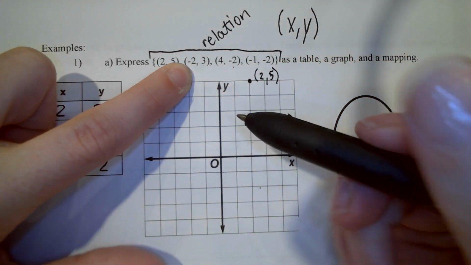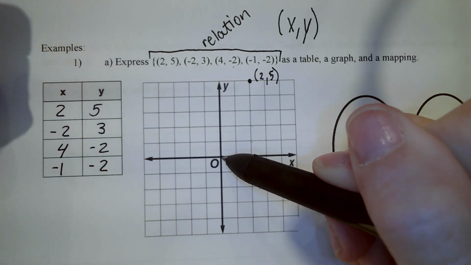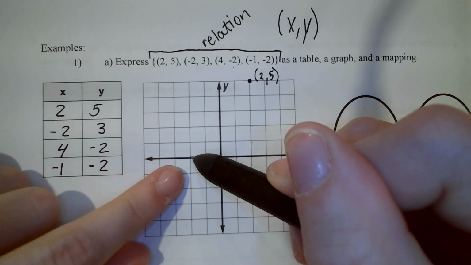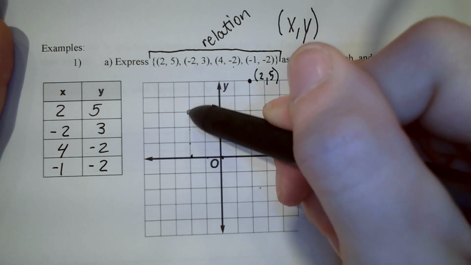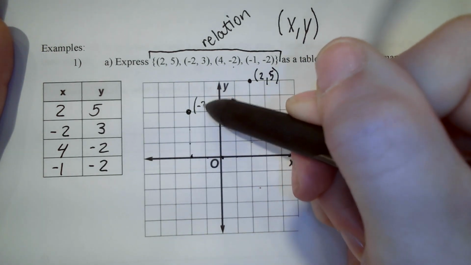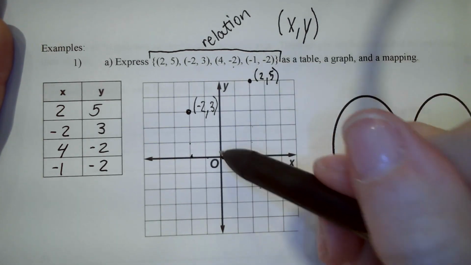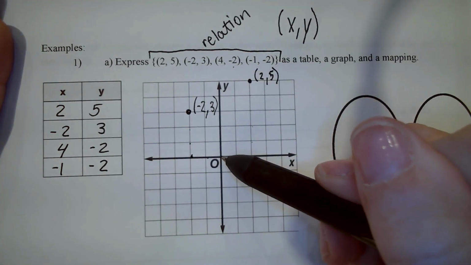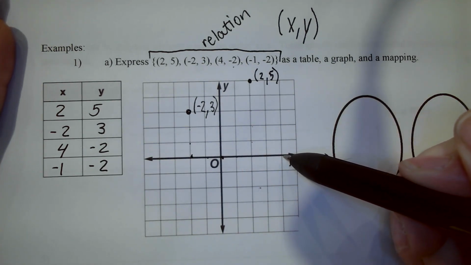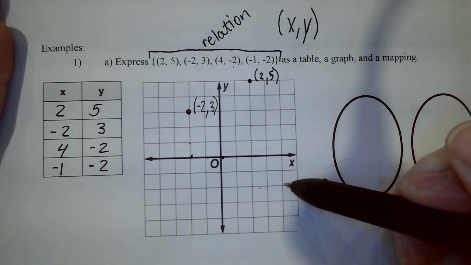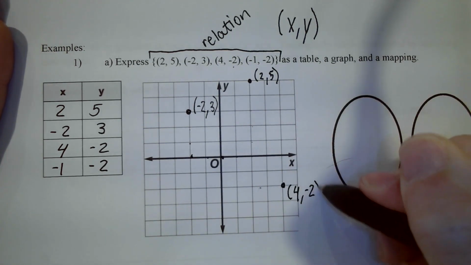Next up, we have -2, 3. So we go back to the origin. -2 means we go to the left 1, 2, negative. And then +3 means we go up 1, 2, 3. So this would be -2, 3. Next, we have 4, -2. So we're going to go to the right 4. 1, 2, 3, 4. And -2 means we're going down 1, 2. So this would be 4, -2.